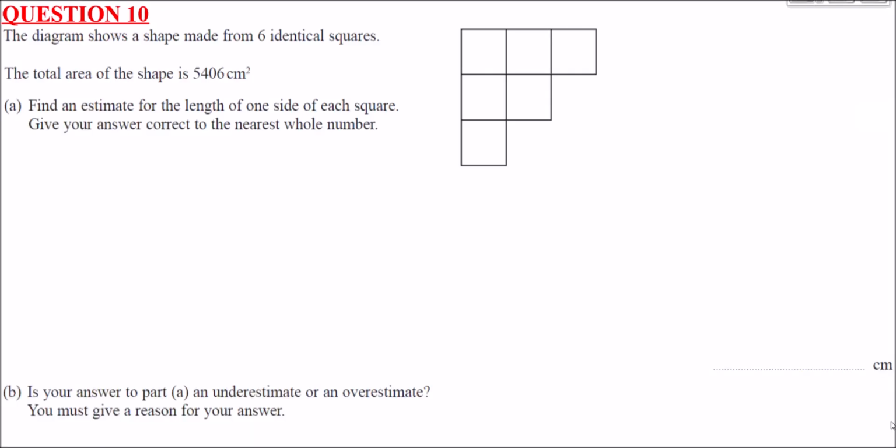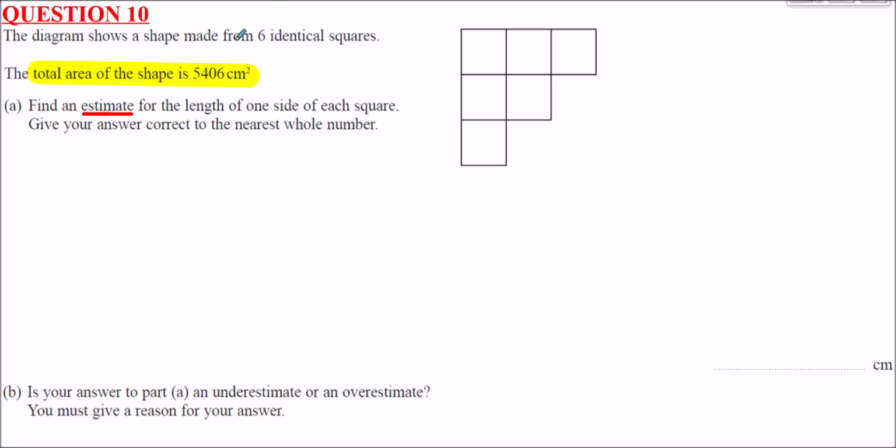Question 10 is about a diagram made from 6 identical squares. We're told the total area of this particular shape. We need to estimate, not exact, find an estimate for the length of one side of each square. Give your answer correct to the nearest whole number. So what I'd suggest we do is just think about the area of one square first, because we're told about the area here, and then we can go from the area of the square to the length afterwards.